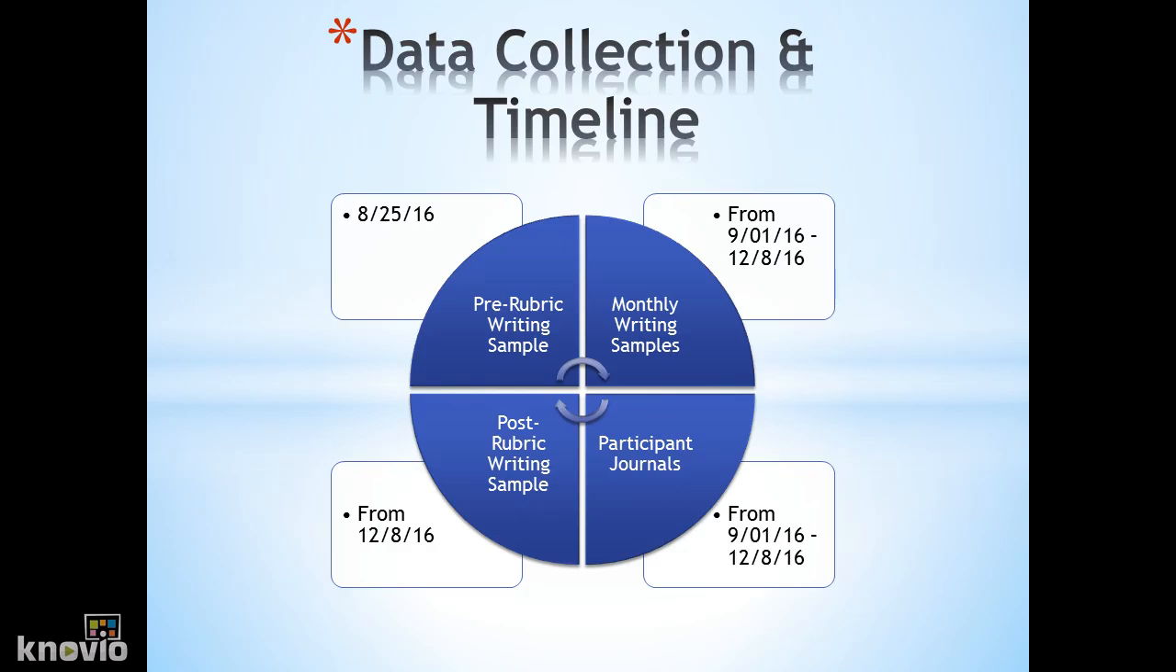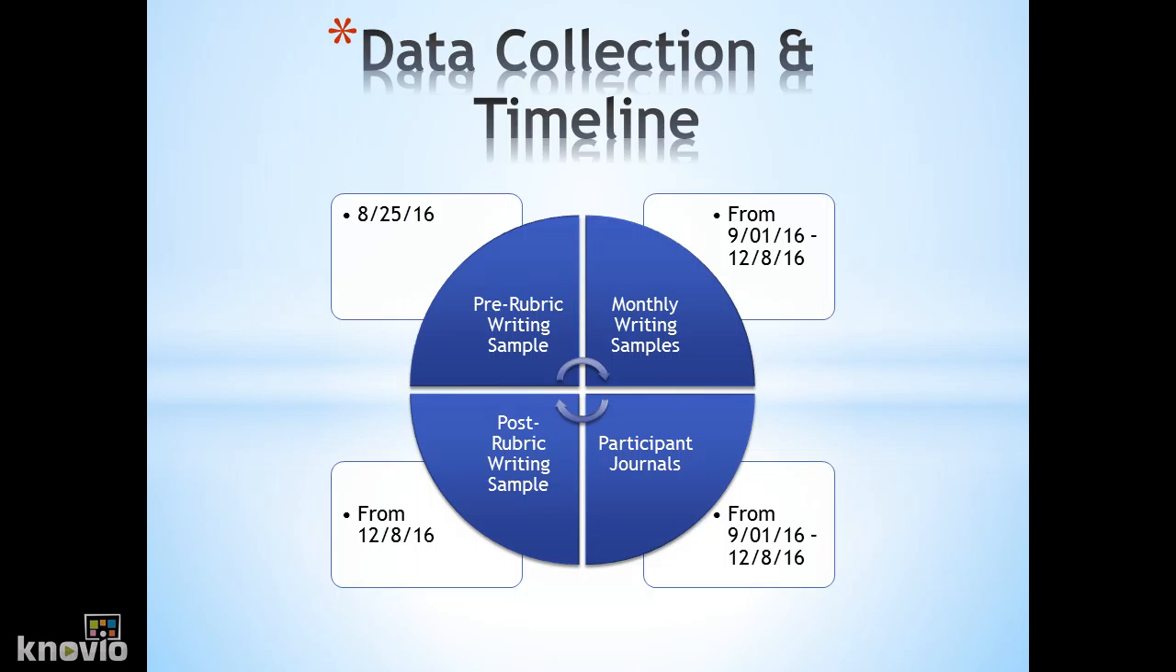Having at least 3 forms of data is critical so that the researcher can confirm triangulation. When 3 types of data agree or correlate, then the researcher can have confidence that the results are reliable and that the results are quality. Data collection began on 8/25/16, or will begin, with pre-rubric writing samples from all students so that I would have a baseline of student writing scores.